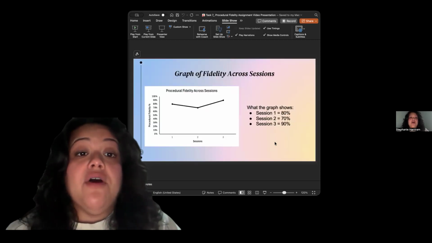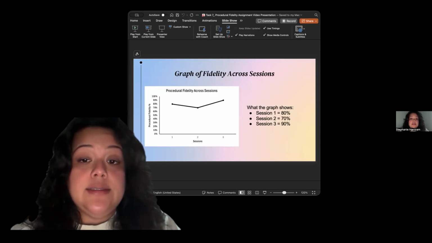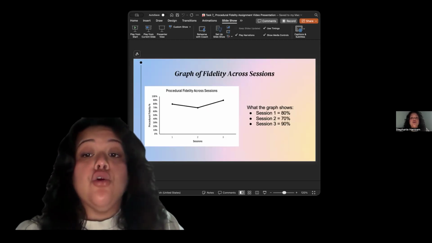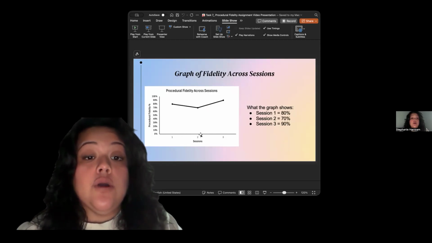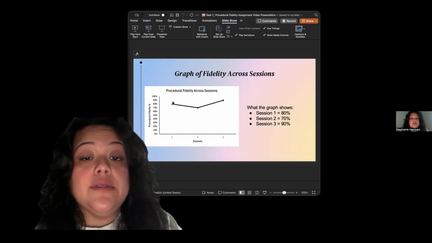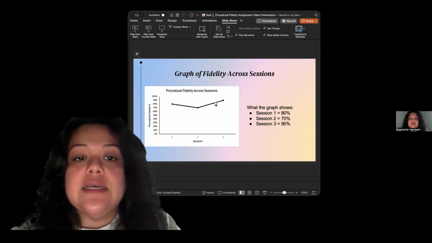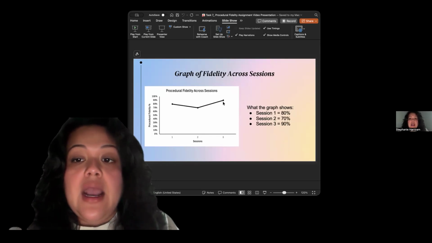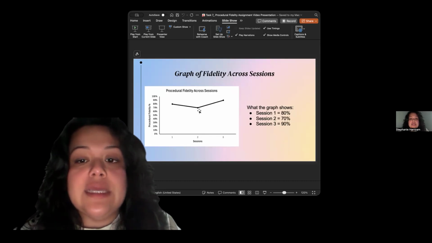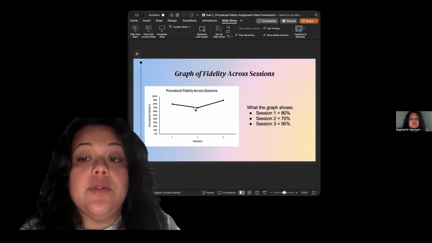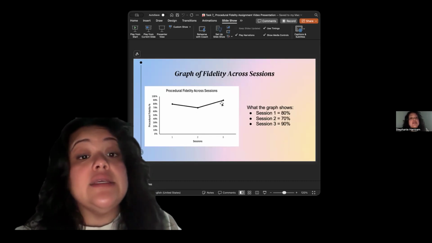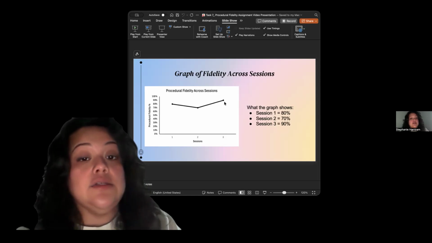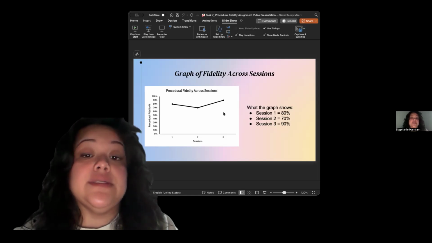Now here is a graph of our fidelity across sessions. So this line graph shows us here session 1, 2, and 3. So in session 1, we see we started off with 80%, and in session 2, there was a drop to 70%. And in session 3, there was an increase to 90%. So the pattern suggests that there is some inconsistency in implementation, but that there is room for improvement as the scores did go up to 90%.